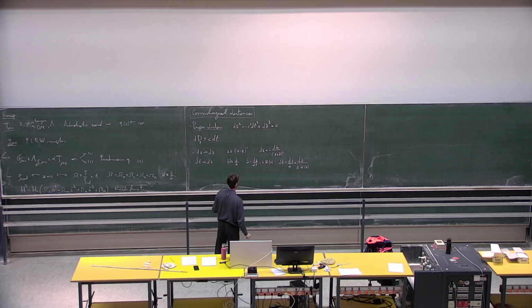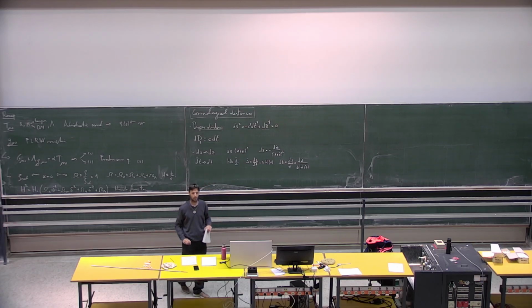Where, sorry? Here? Plus. Since you use the ds square equals to minus c plus blah blah blah. Yes. Is it because at the present the metric is flat? No.